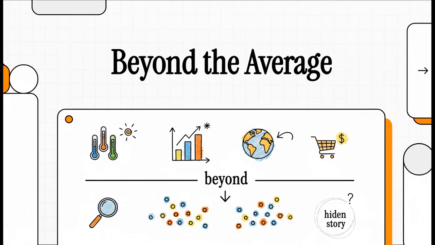Okay, let's dive into this. You know, we all use averages, right? Average temperature, average score, average price. They're super useful for getting a quick snapshot. But what happens when that snapshot is, well, kinda lying to you? Today, we're gonna go beyond the average to find the real story hidden inside the numbers.